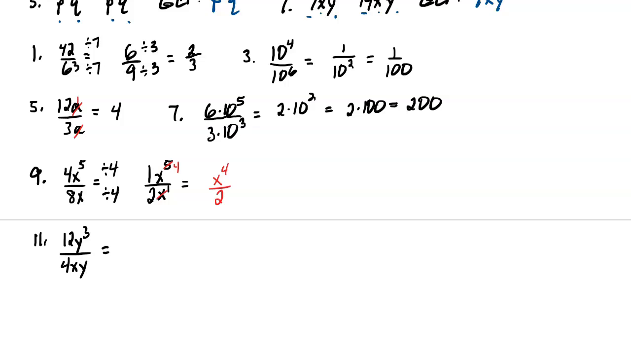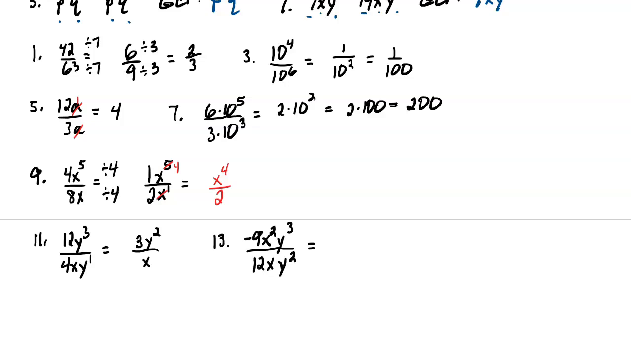Number 11, 12 divided by 4 makes 3. There's an x in the bottom with no x's in the top to cancel with it. Now what's going to happen with the y's? There's 1 y in the bottom and 3 of them in the top. Subtracting the exponents, we get y to the 2nd power in the top.